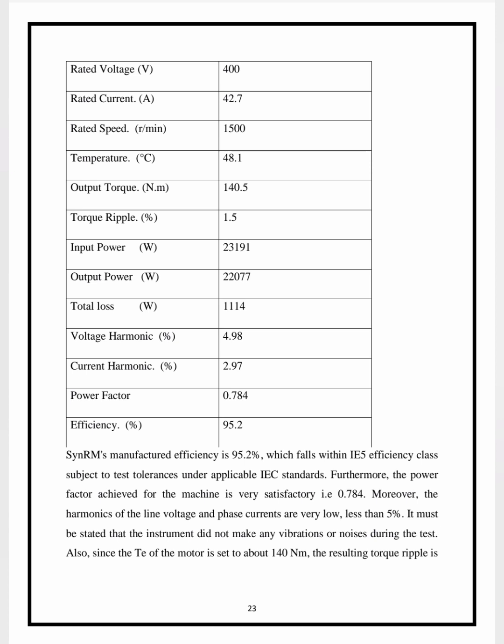The manufactured SynRM efficiency is 95.2%, which falls within the IE5 efficiency class, which is the super premium efficiency class, subject to test tolerances under applicable International Electrotechnical Commission standards. Furthermore, the power factor achieved for the machine is very satisfactory, for example 0.784. Moreover, the harmonics of the line voltage and phase currents are very low, less than 5%. It must be stated that the machine didn't make any vibration or noise during the test.